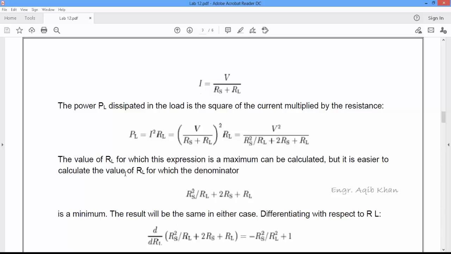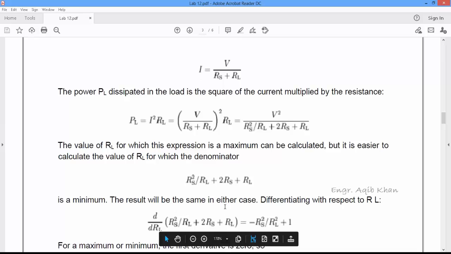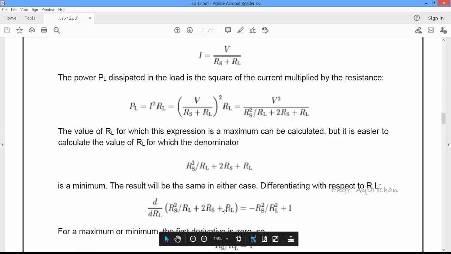The value of RL for which this expression is maximum can be calculated by differentiation, but it is easier to calculate the value of RL for which the denominator, Rs square by RL plus 2Rs plus RL, is a minimum. The result will be the same in either case. Differentiating with respect to RL, d by dRL of Rs square by RL plus 2Rs plus RL. By differentiating, the final result is minus Rs square by RL square plus 1.